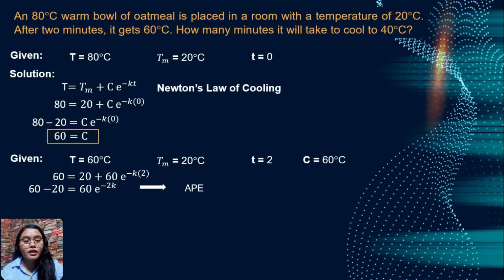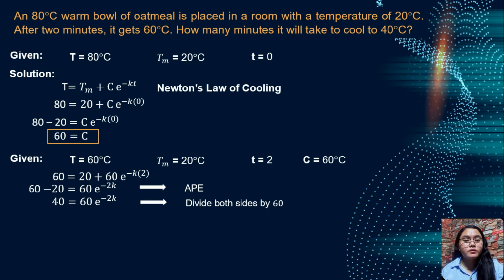We can rewrite that as e raised to negative 2k. So we have 60 minus 20 is equal to 60 e raised to negative 2k, by using the addition property of equality. Now, we will do the math. So 40 is equal to 60 e raised to negative 2k. To eliminate 60 on the right side of our equation, we divide both sides by 60, giving us 40 divided by 60, which is 2/3, equal to e raised to negative 2k.